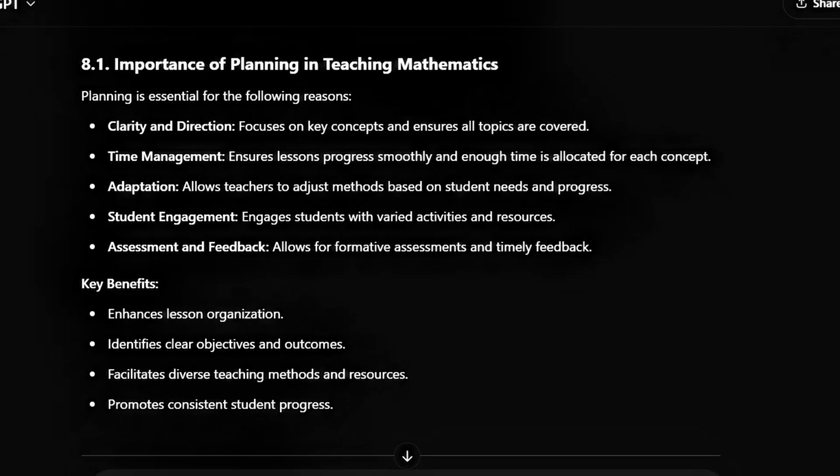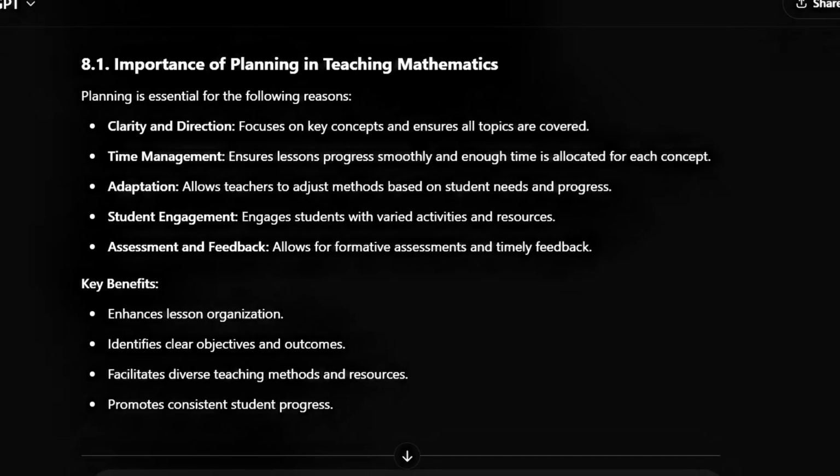Clarity and direction. Focuses on key concepts and ensures all topics are covered. Time management. Ensures lessons progress smoothly and enough time is allocated for each concept. Adaptation. Allows teachers to adjust methods based on student needs and progress. Student engagement. Engages students with varied activities and resources. Assessment and feedback. Allows for formative assessments and timely feedback. Key benefits. Enhances lesson organization.